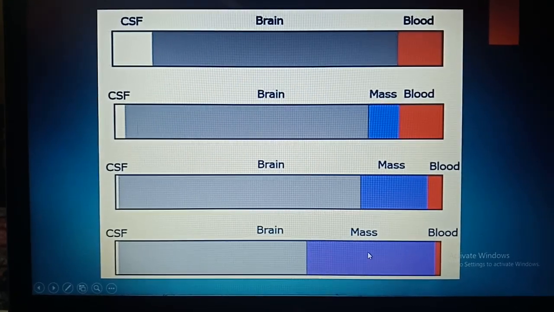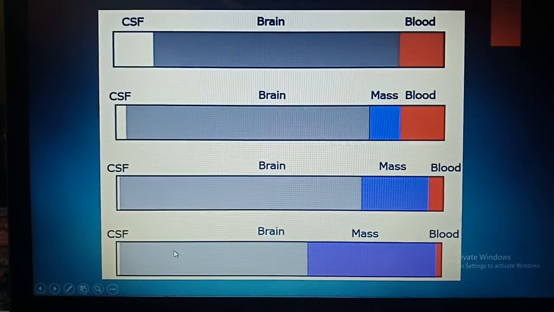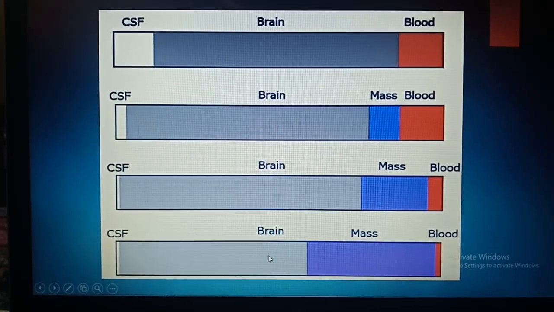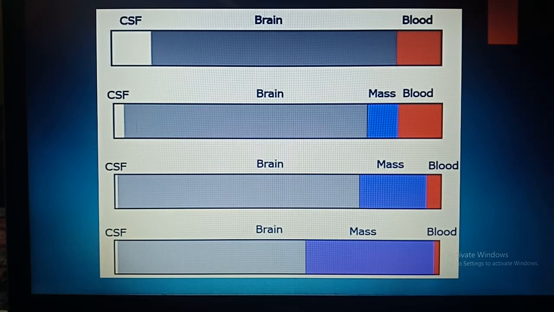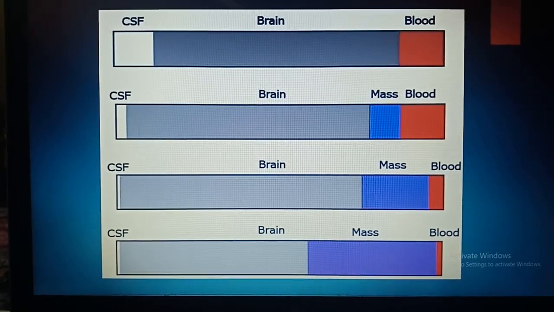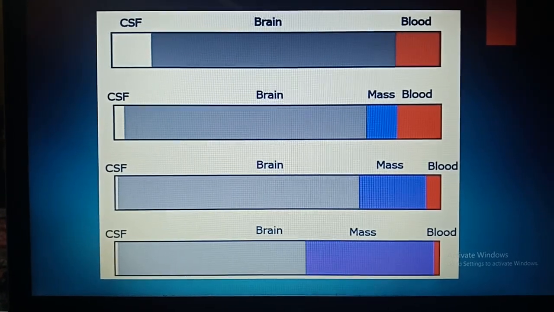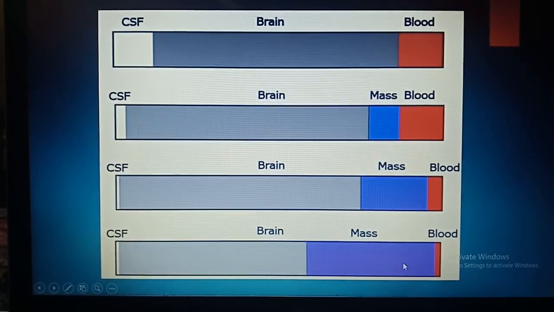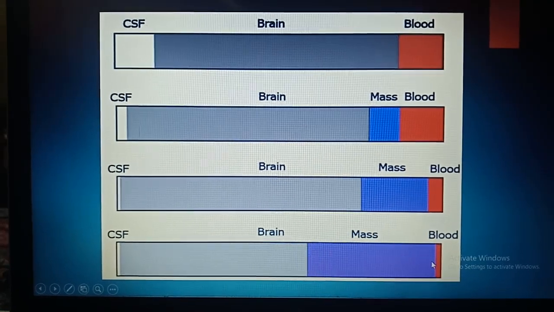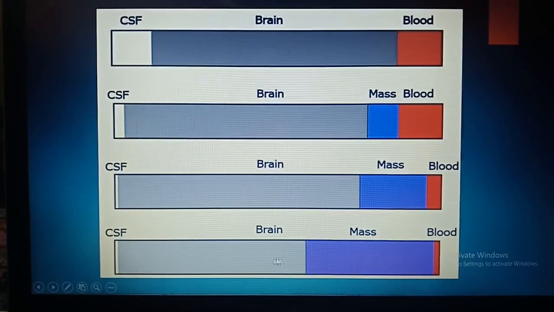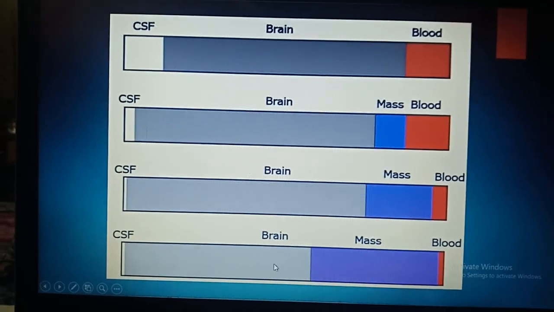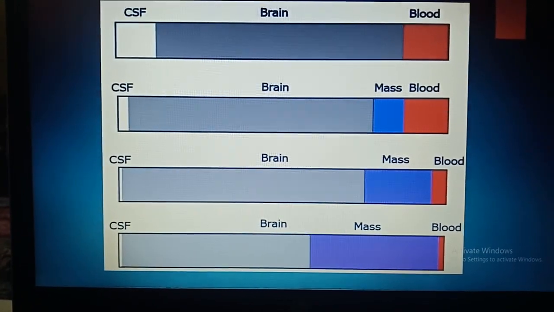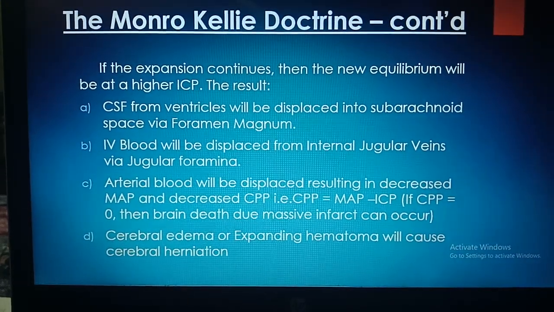And if the mass enlarges to such an extent that the CSF and blood have already compensated, then it's the brain that has to compensate, that has to either herniate or do something that tries to accommodate that mass. And in this state, when the CSF and the blood have already compensated and the brain is now trying to compensate, that is actually not a compensation, but the decompensation state, which is very hazardous.